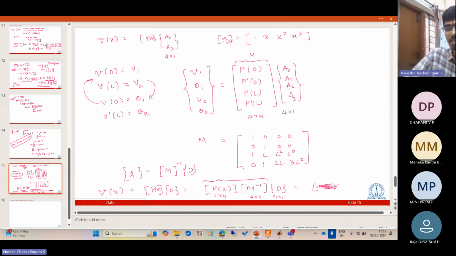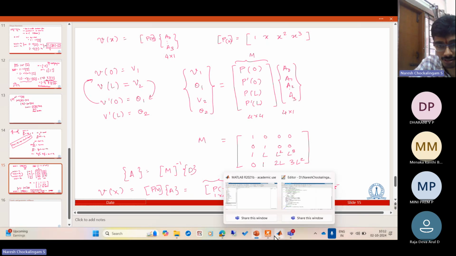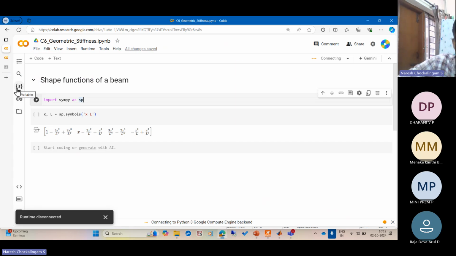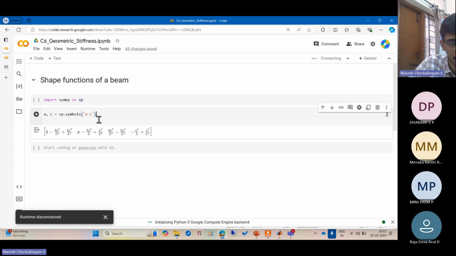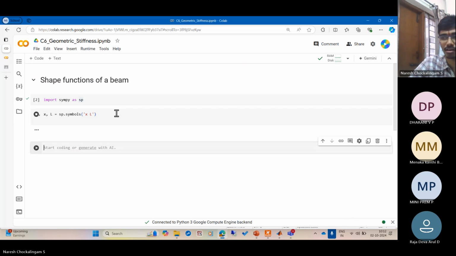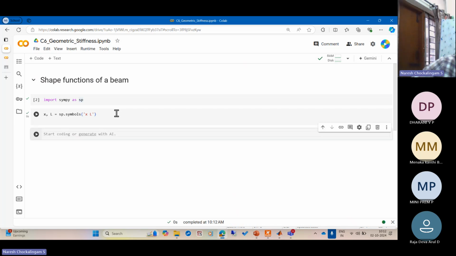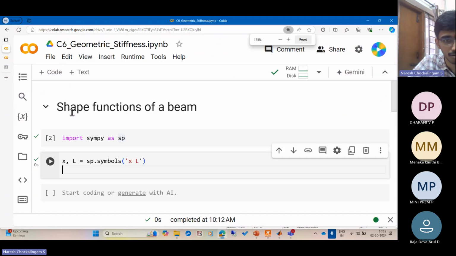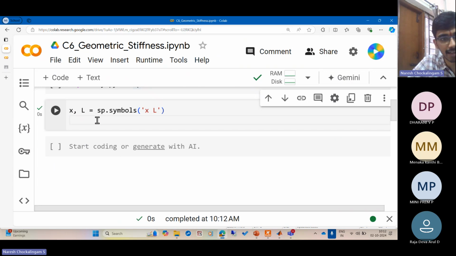Now let us derive it in Python. We can also do it manually, but inverting this big thing is a mess. So let's do it in Python. I'll also use this to introduce you to the SymPy library. SymPy means you can use symbolic computation. So let me first define x and L as symbols. It may be too small, so I'll zoom in. I'll define x and L as symbols, sp dot symbols x L.